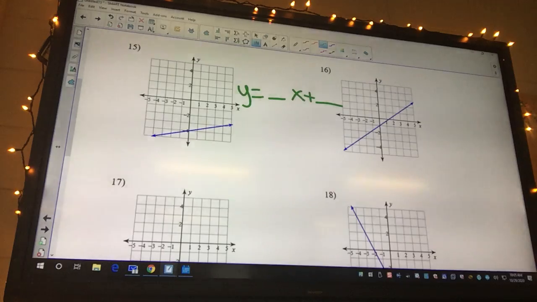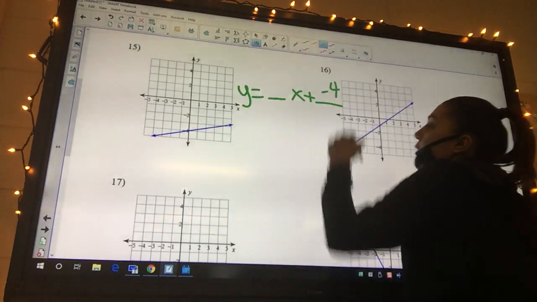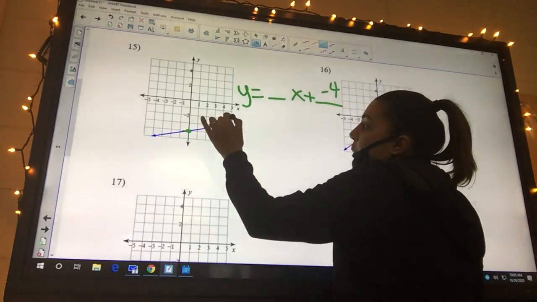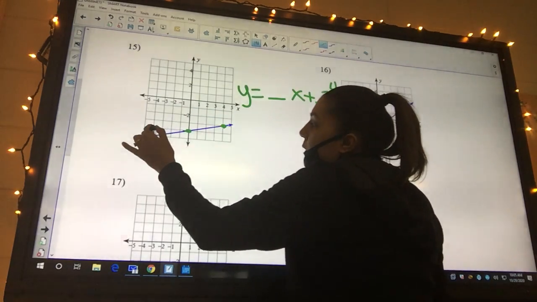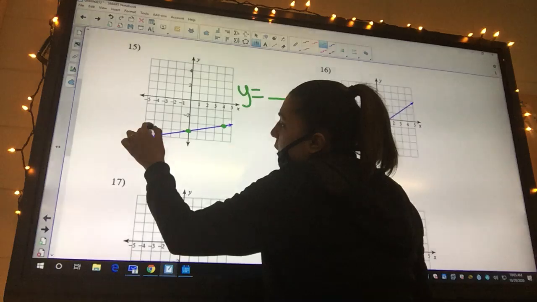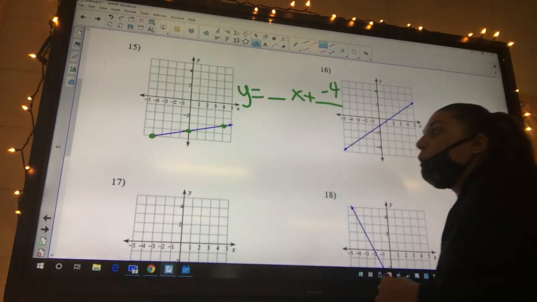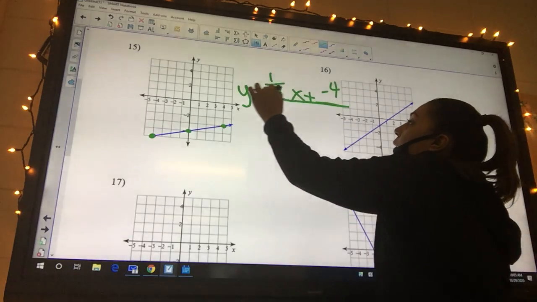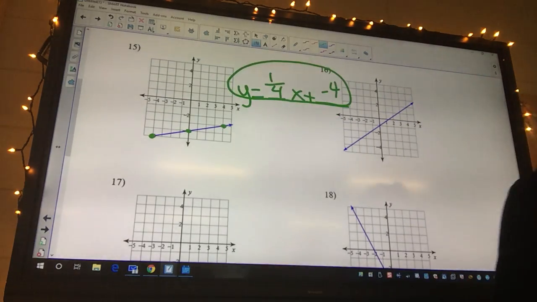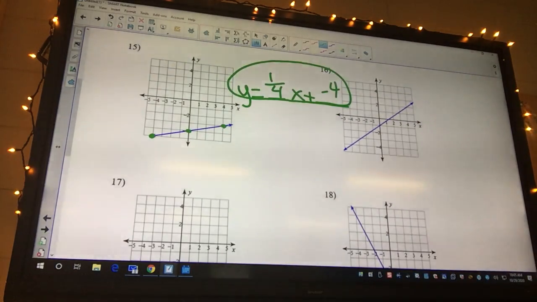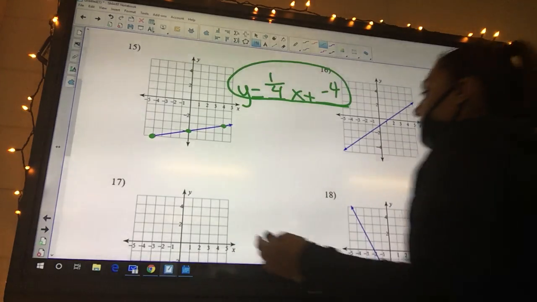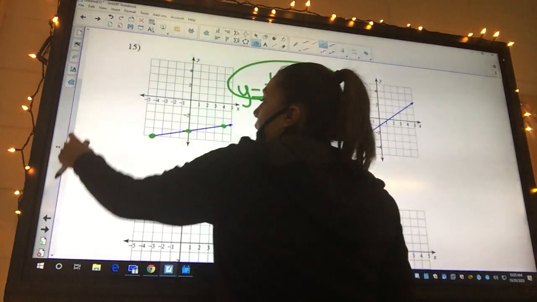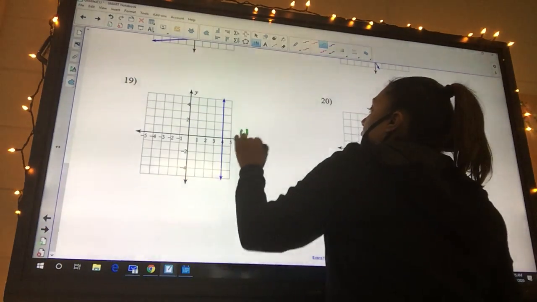Okay, so this one should be, the intercept should be at -4. And then my other crosshairs point is either gonna be here or here. Either of those work. When we rise over run, it's gonna be 1/4. And then look at 19.